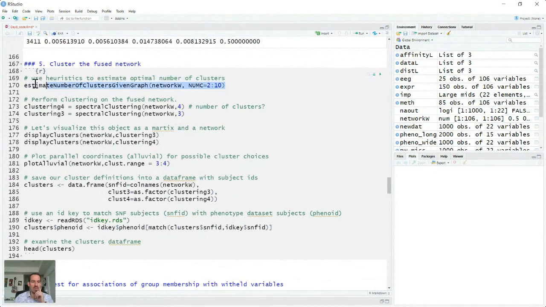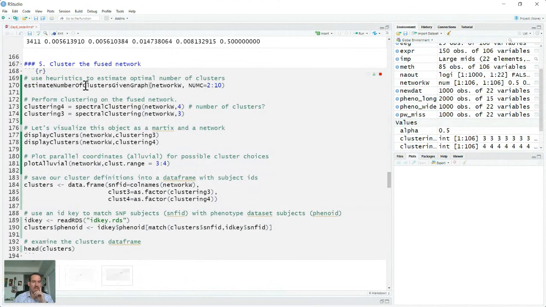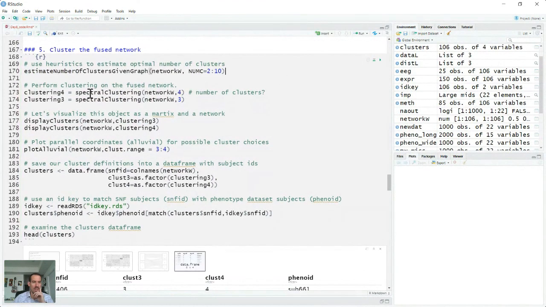The SNF package has a large number of built-in functions to estimate the number of clusters in a graph. You give it a range of cluster numbers to check. Here we're looking between 2 and 10, and then it's estimating how many clusters would provide a solution where the variability within clusters is less than the variability between clusters. And we can run this whole block. So it's going to estimate the number of clusters. It's going to perform a clustering algorithm, spectral clustering, given a couple of options.